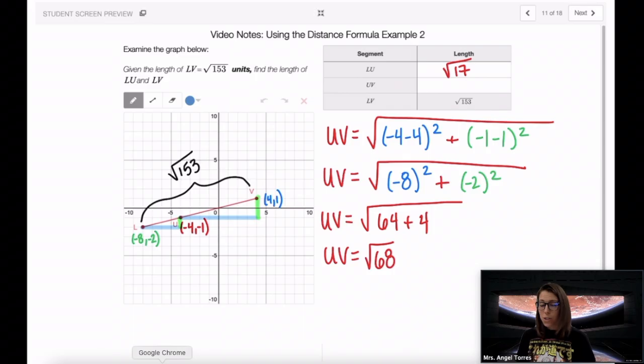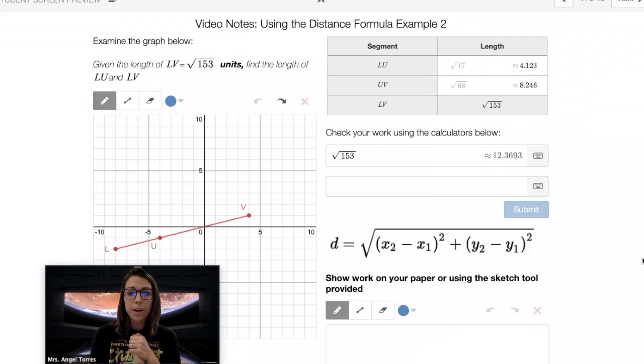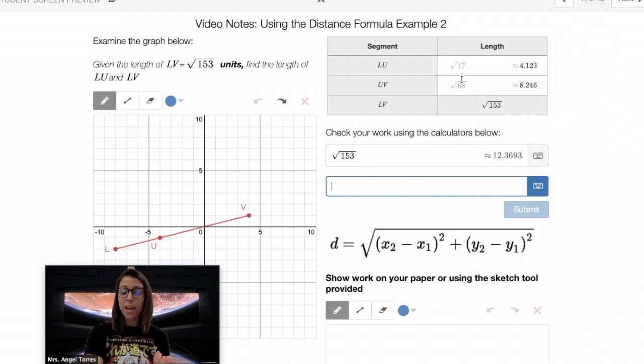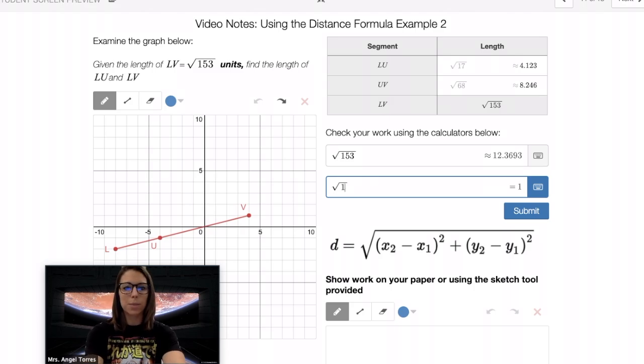But there's a way to use the graphing calculator in Desmos to show that this is correct. Now that my lengths are entered into the table, I'm going to show you how you can prove that these two add up to the total, which is the square root of 153. I'm going to copy and paste this just because I can't access the square root symbol. So the square root of 17 was the length of LU, plus the square root of 68 was the length from U to V. And look at what happens when you add those two together.